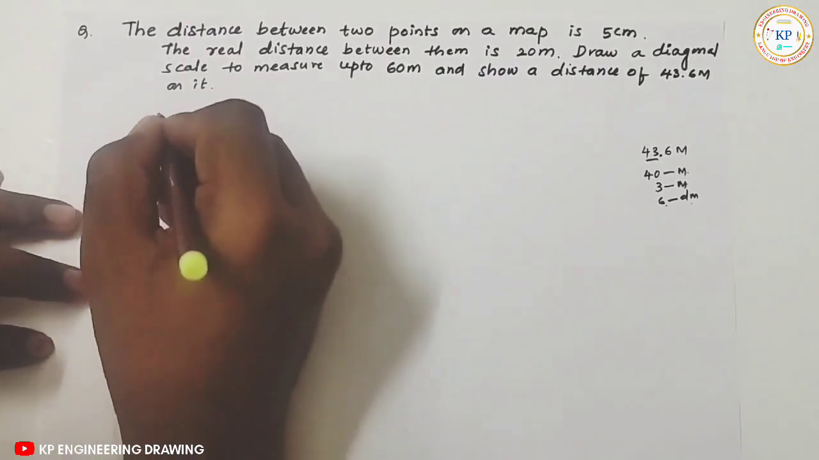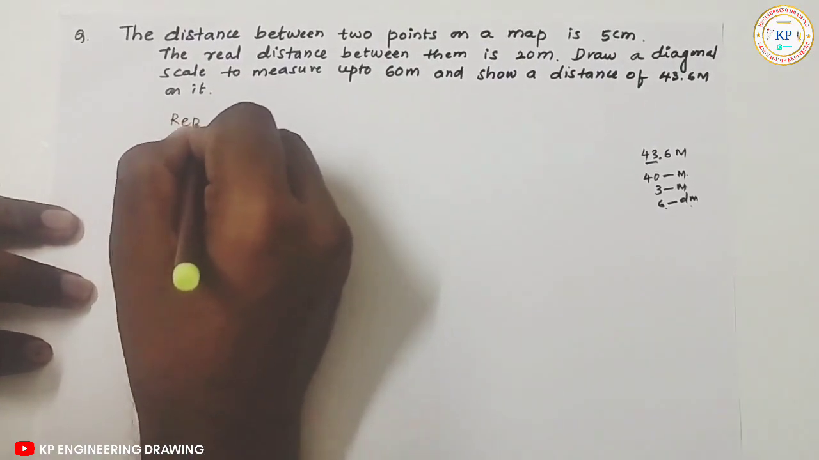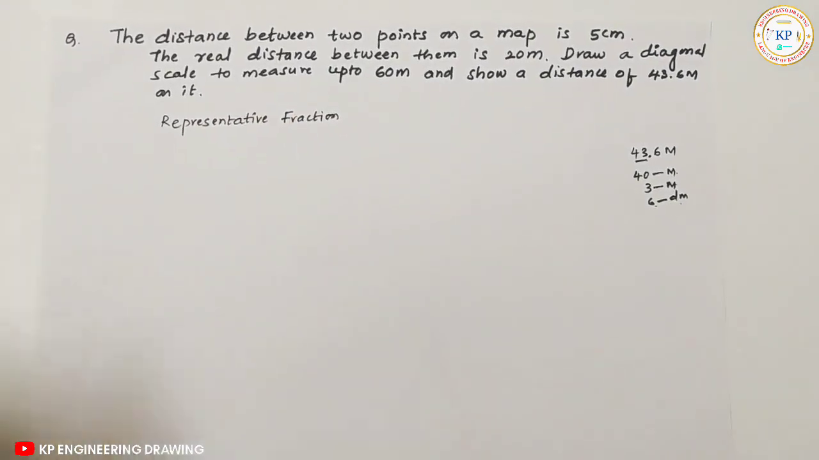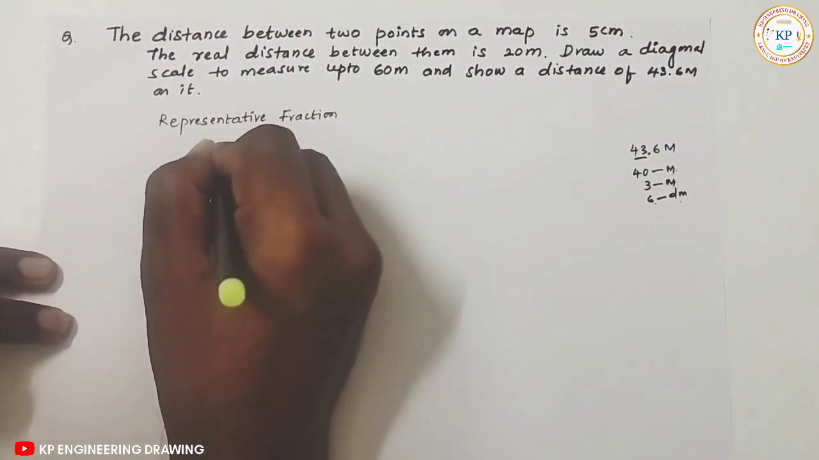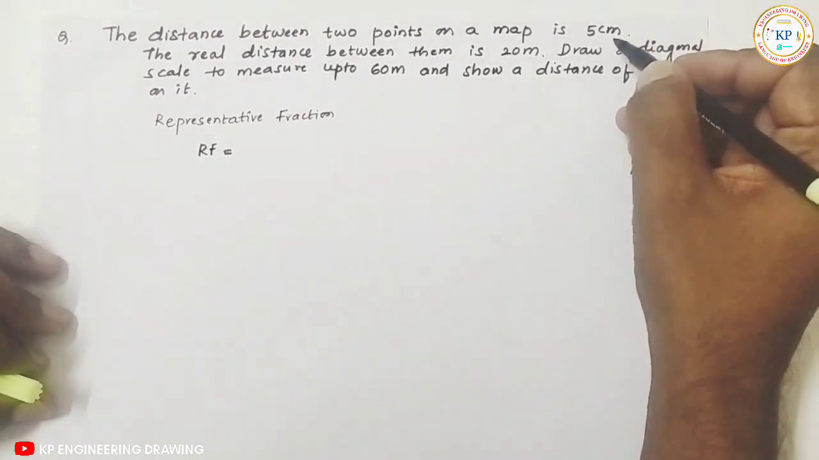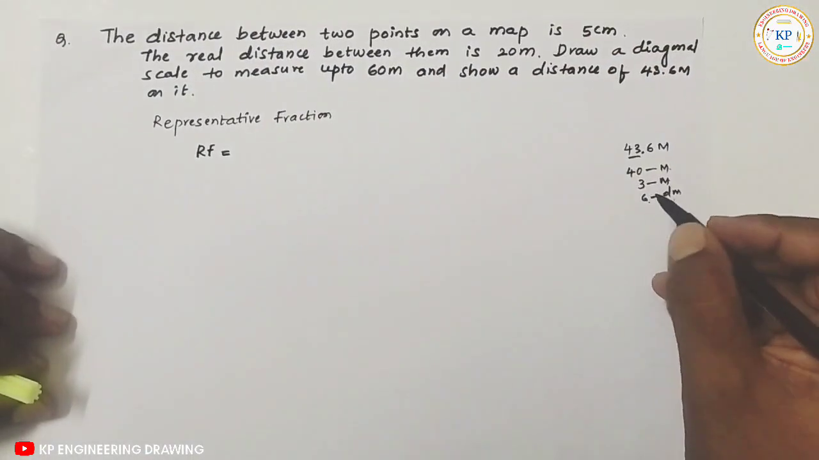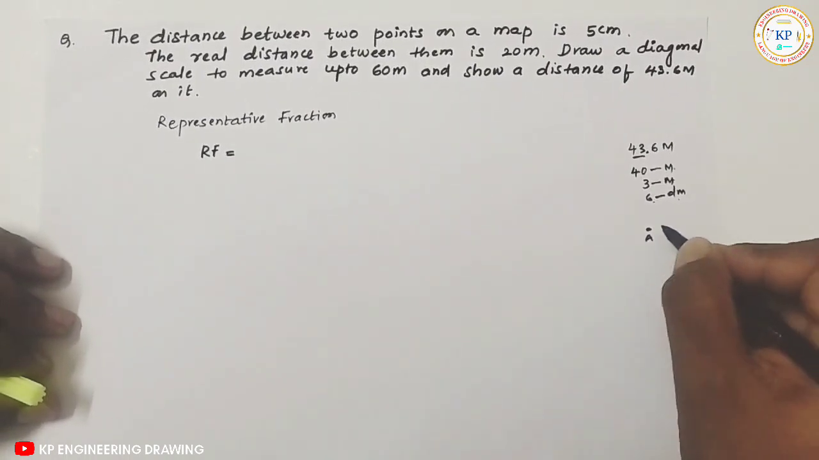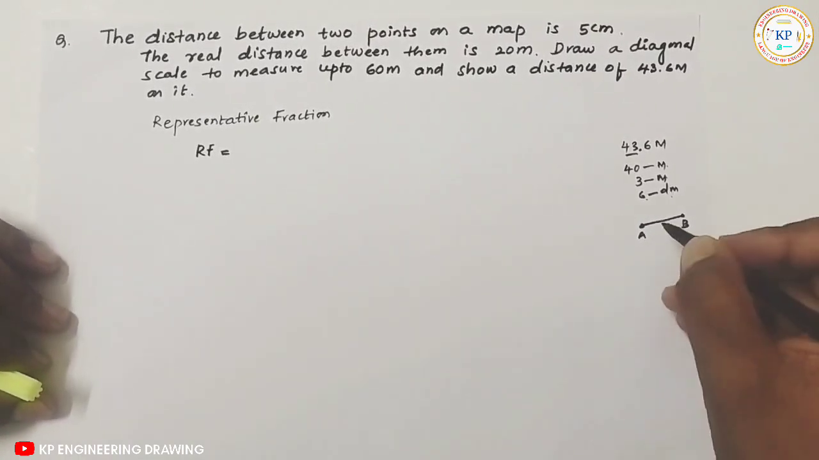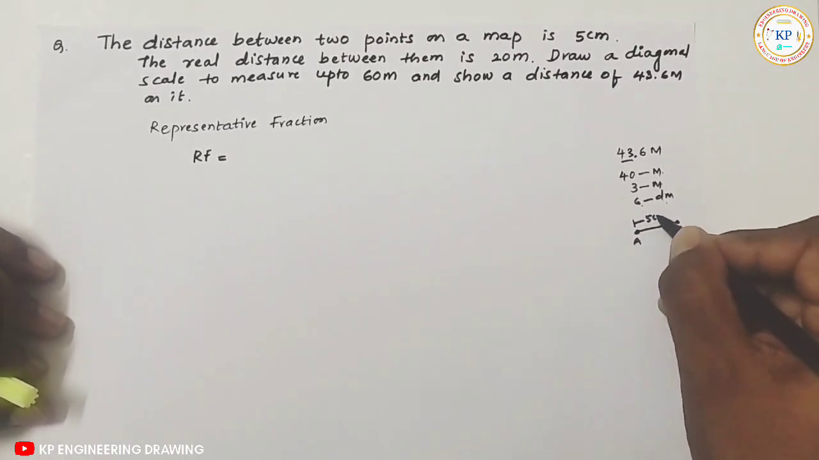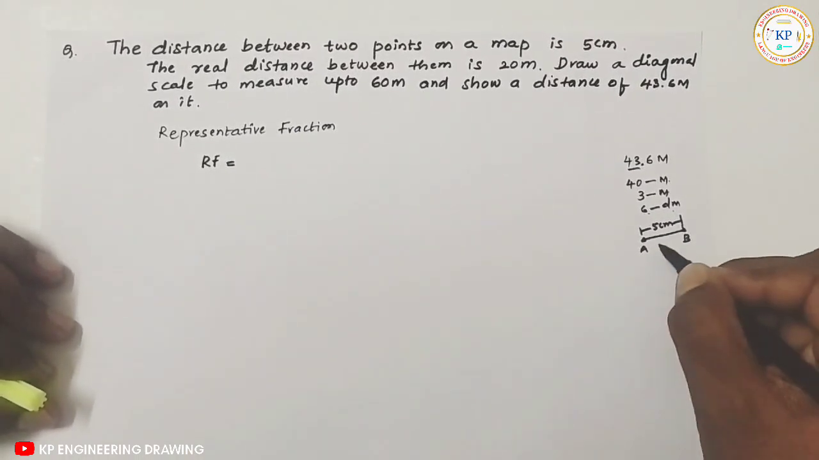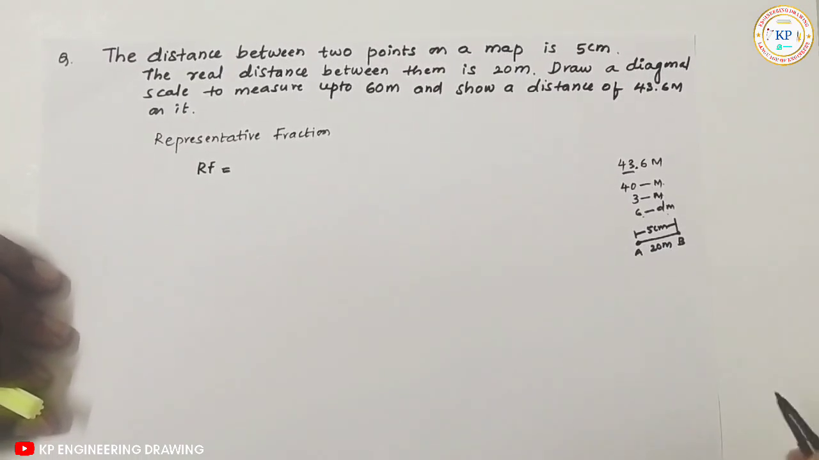Again here we need to find out the representative fraction, RF. RF in the problem is not given. It says the distance between 2 points on a map, say point A and point B, is 5 centimeters, but its real length is 20 meters.